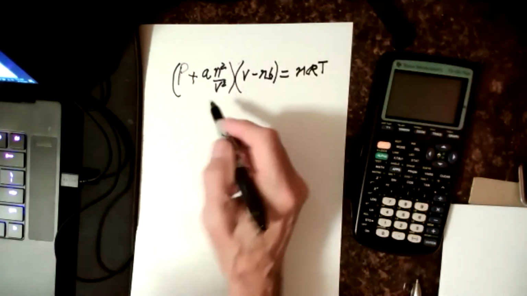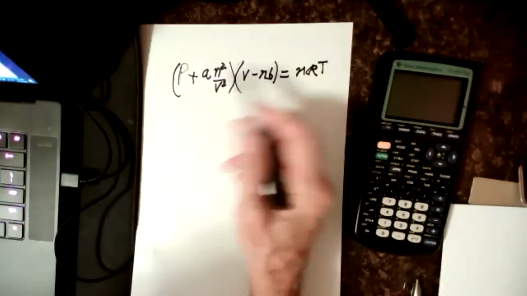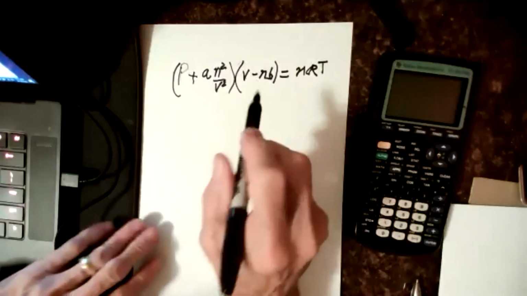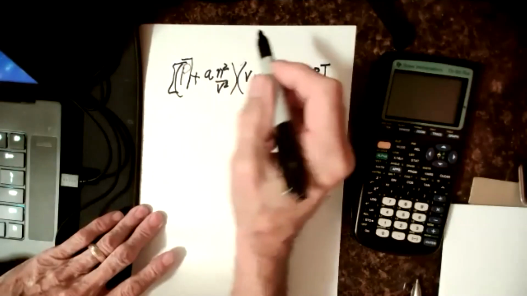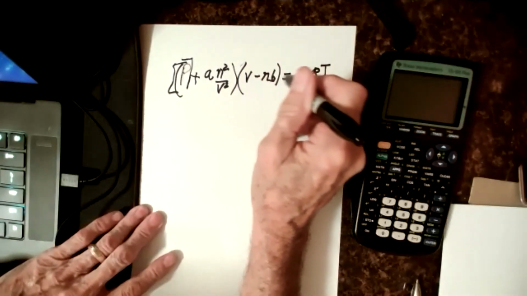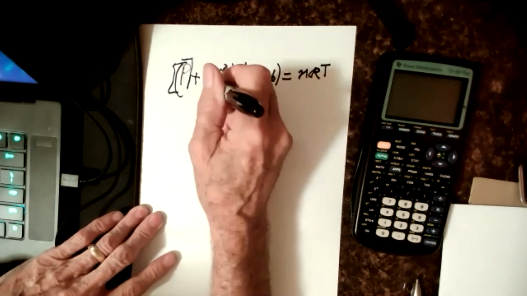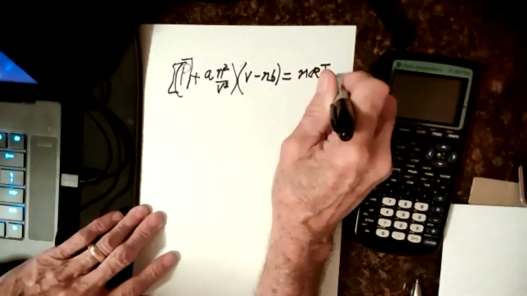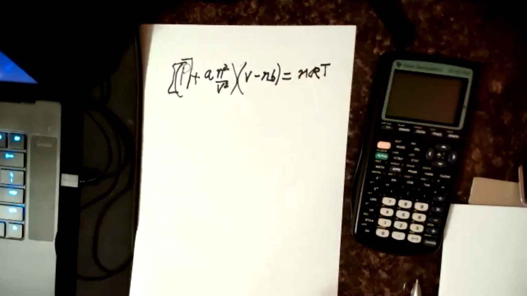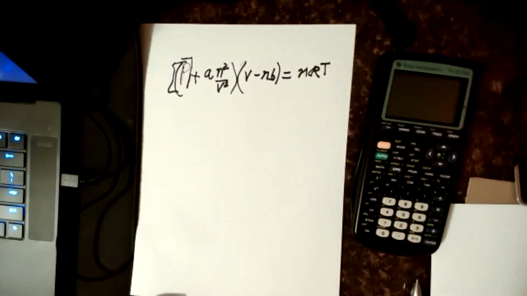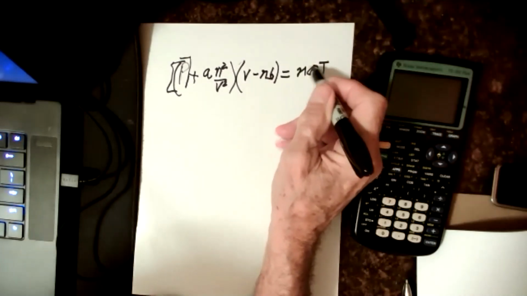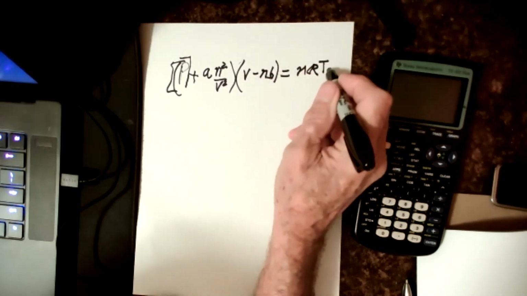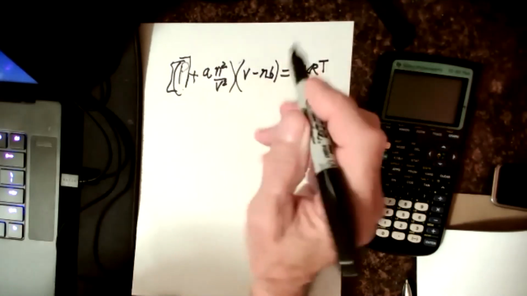Now, it is kind of messy to do this calculation. But I can solve for P pretty easily. I would take nRT divided by V minus nb, which gets rid of that term, and I'm going to subtract a n squared over V squared from both sides. So P equals nRT divided by (V minus nb) minus a n squared over V squared.